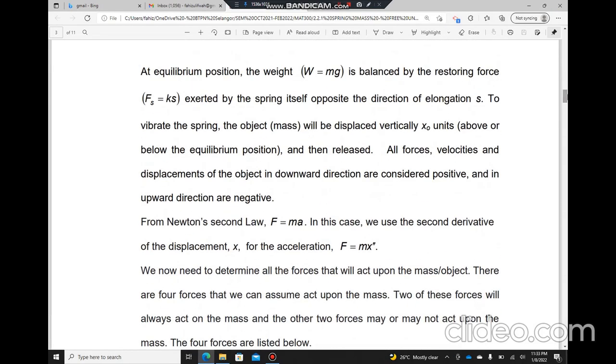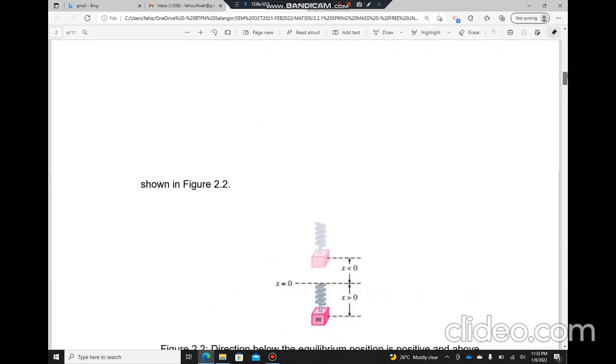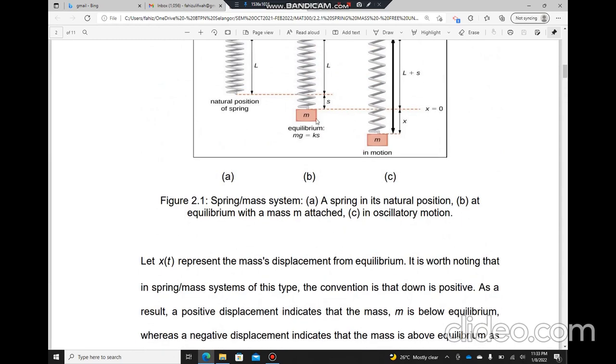At equilibrium position, the weight W equals mg is balanced by the restoring force F equals Ks. Okay, so here W equals mg, F equals Ks. From here, you can see the equation. Equilibrium means the weight is the same as the force. So that is the point here.